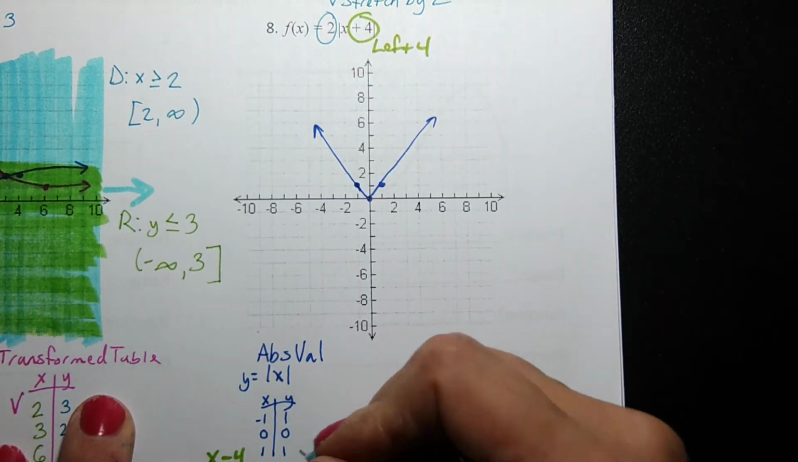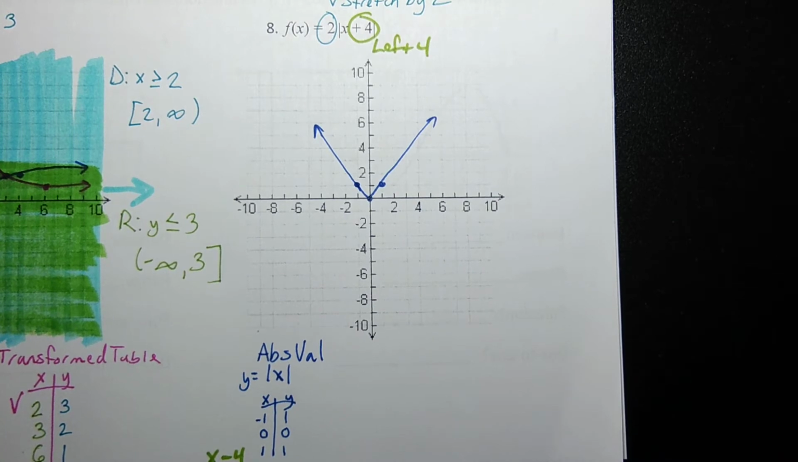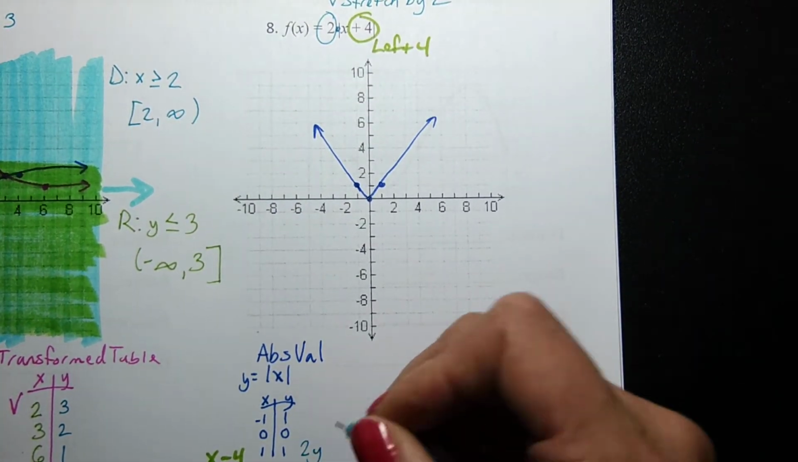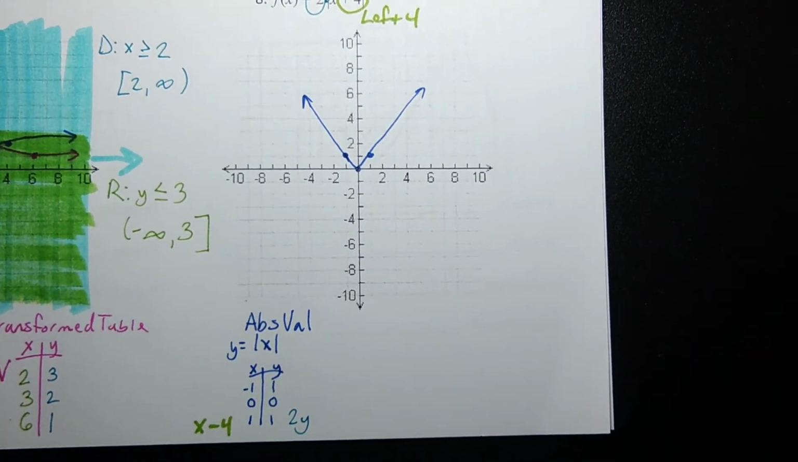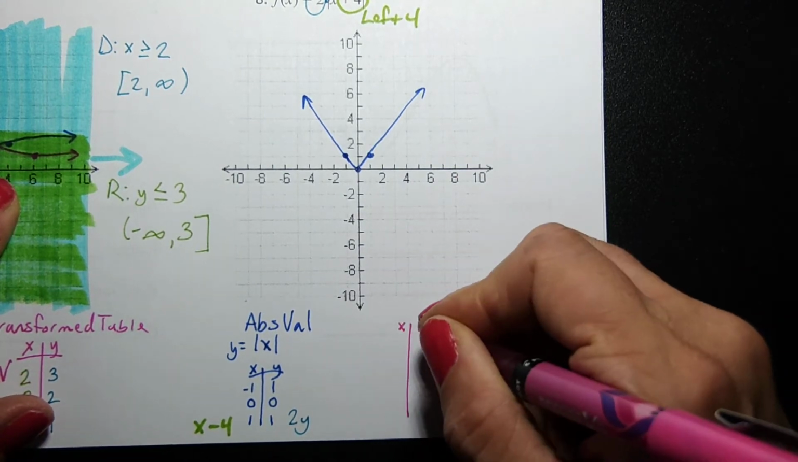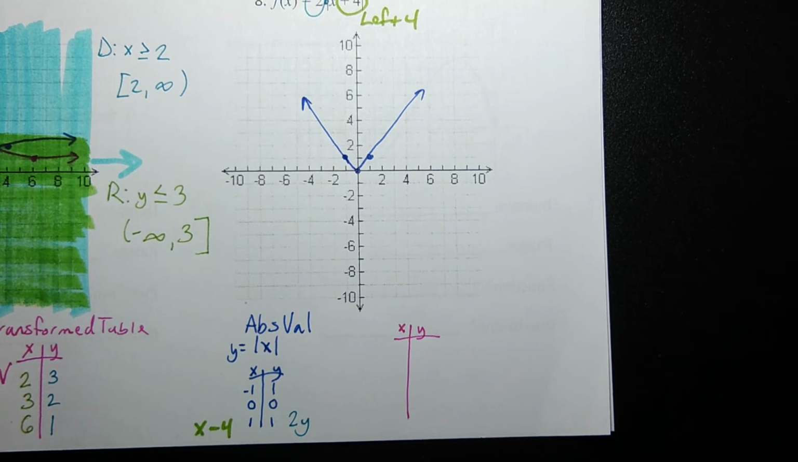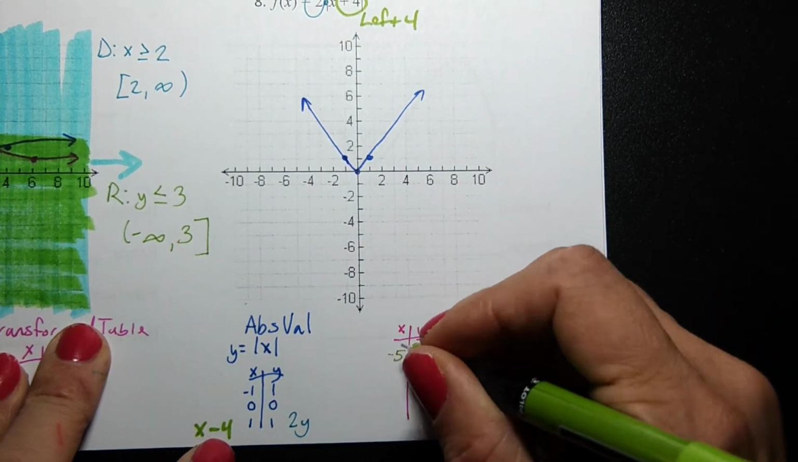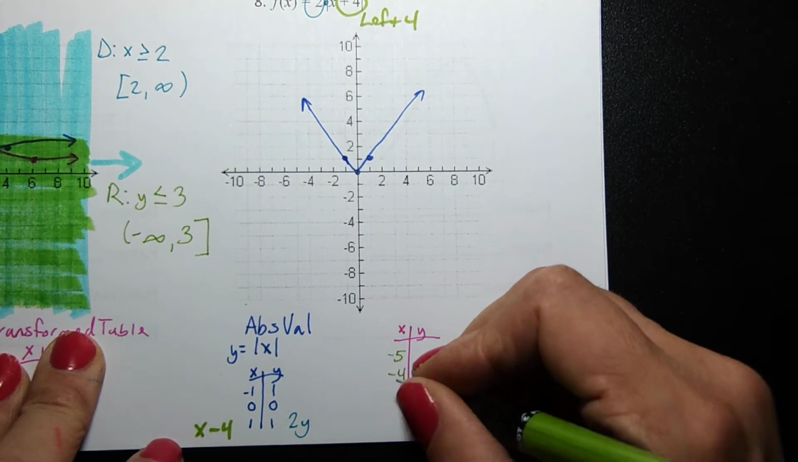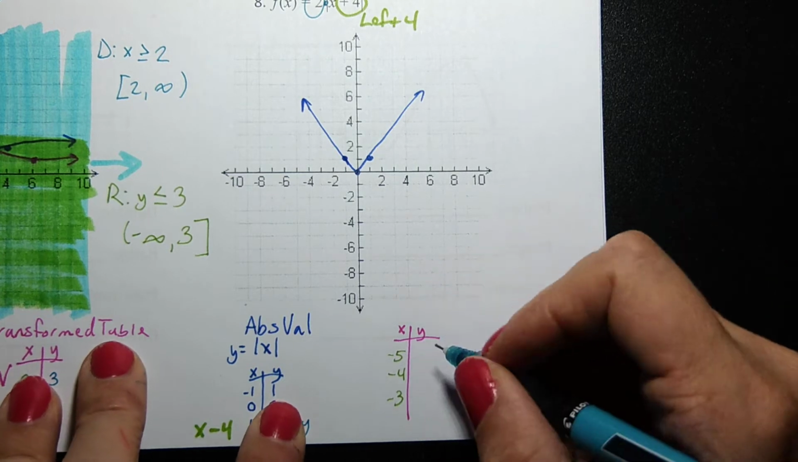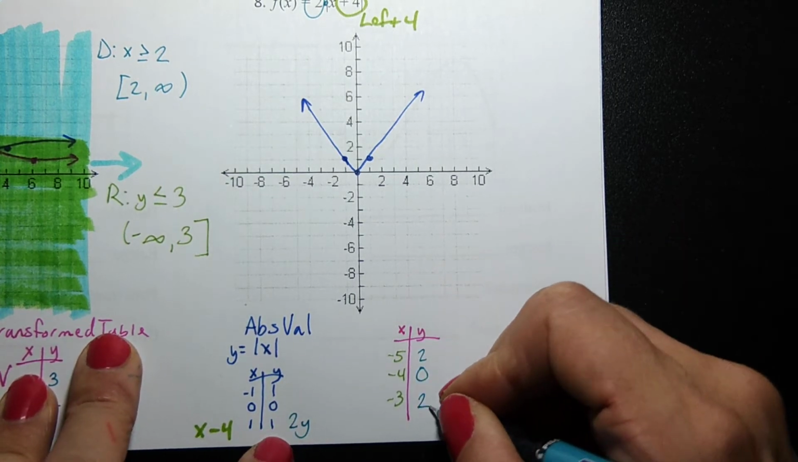Then to vertically stretch by 2, is it y plus 2 or 2 times y? 2 times y. It's 2 times in the equation. It's 2 times in the transformation. So let's go ahead and make that lovely transform table. So if I subtract 4 from each of those x values, we get negative 5, negative 4, and negative 3. If we double all those y values, we get 2 and 0 and 2.